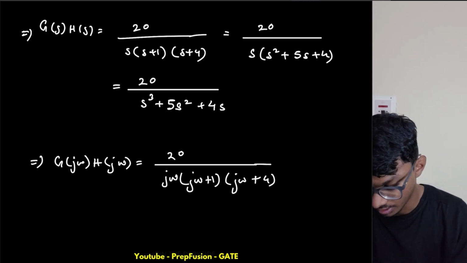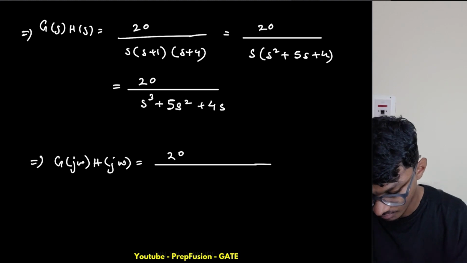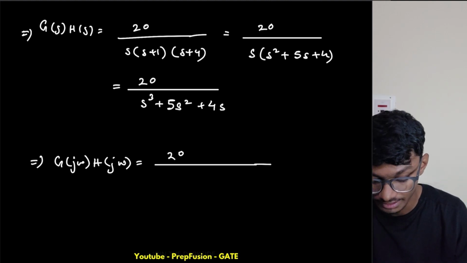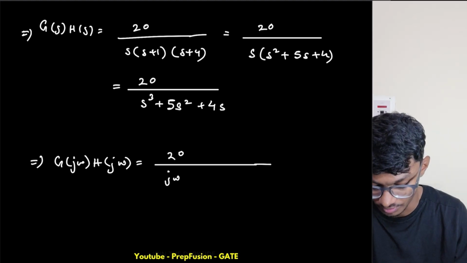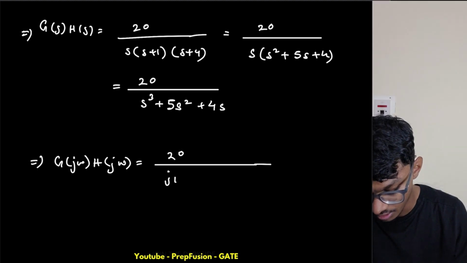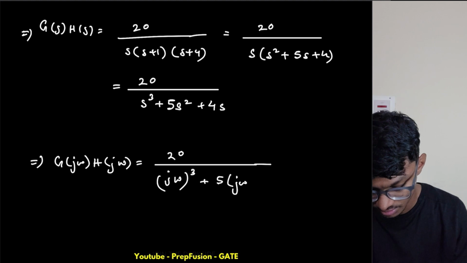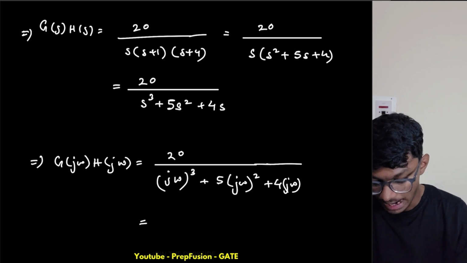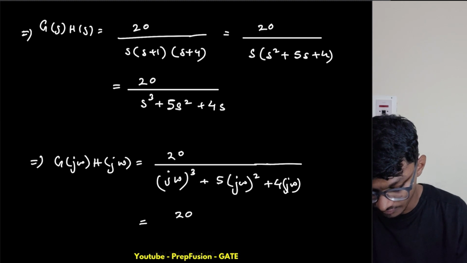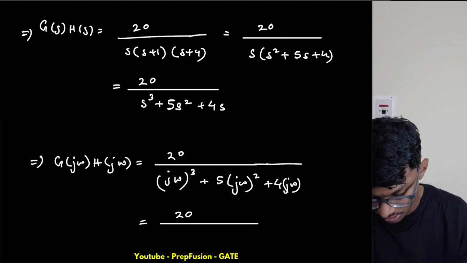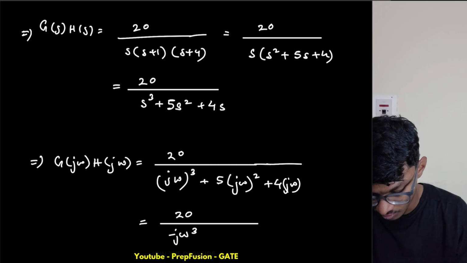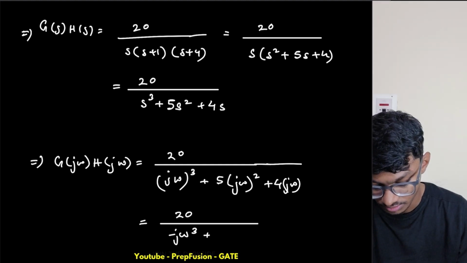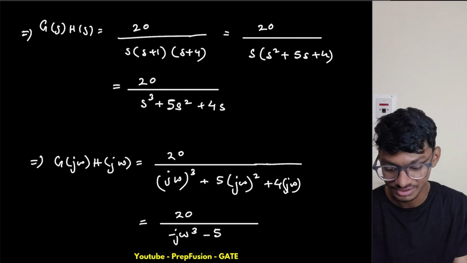Plus 4s. So now if I put s equals to j omega, what do I get? This becomes j omega s equals to j omega p. Basically, I will put j omega whole cube plus 5 times j omega whole square plus 4 times j omega. So now let me further simplify it. This becomes minus of j omega cube, because I hope you know.